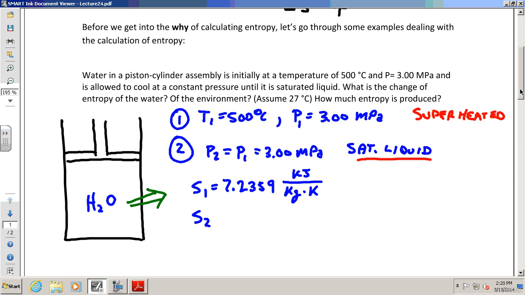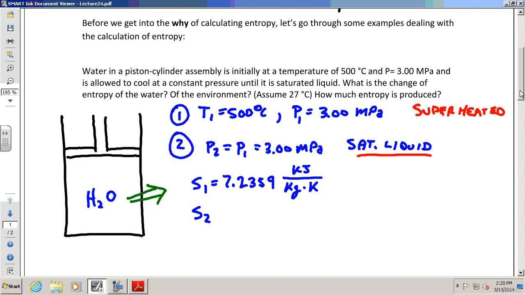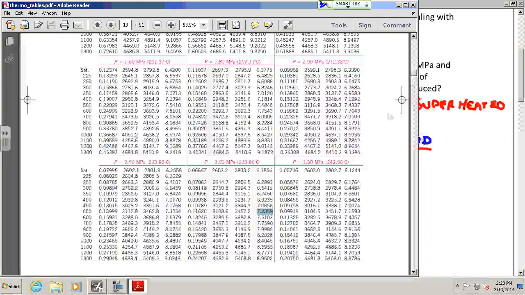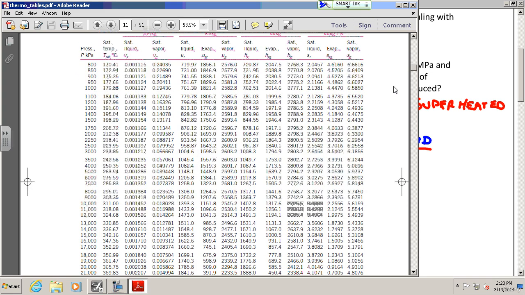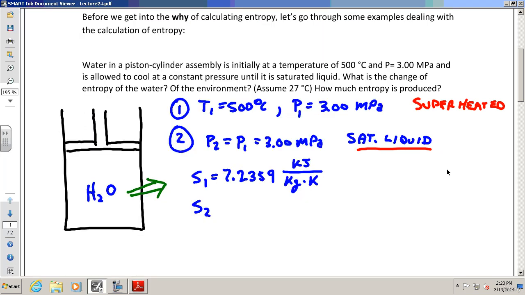S2, we look the same thing here. Now we're going to go pressure 3 megapascals saturated liquid. So we got to go to our saturated liquid pressure table. And we got to go 3 megapascals, which is the same thing as 3,000 kilopascals. And we got to go sat liquid. So if we go sat liquid 3,000 kPa, it's 2.6454. And that's the same units.